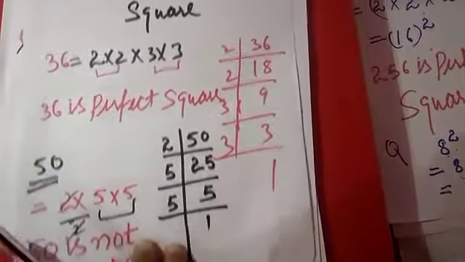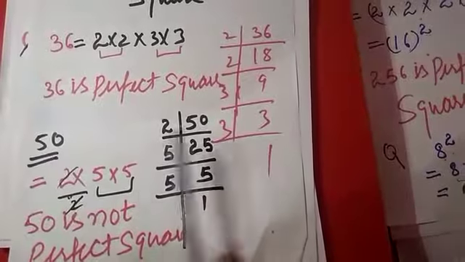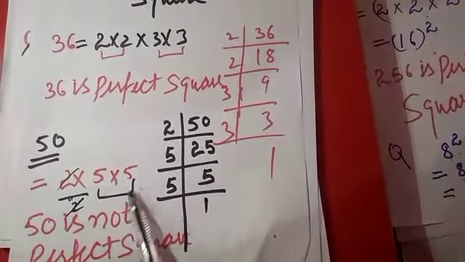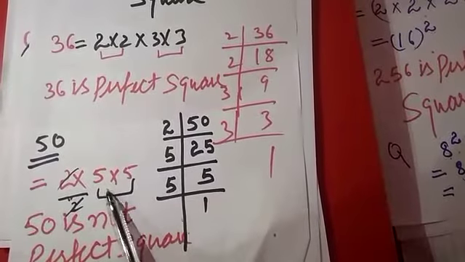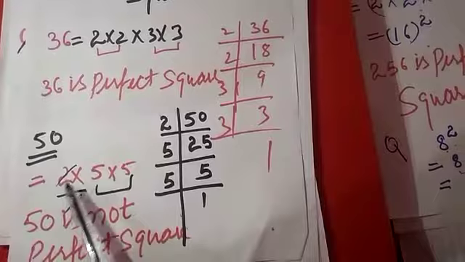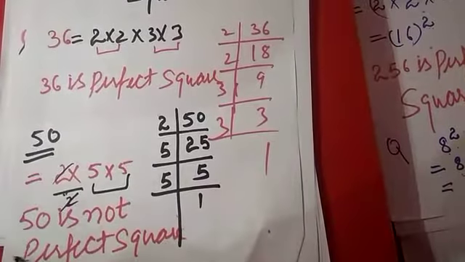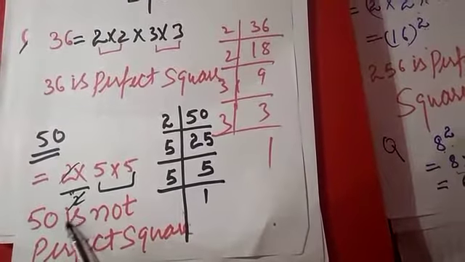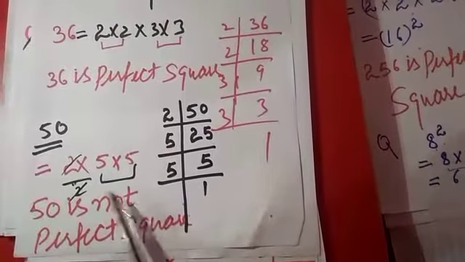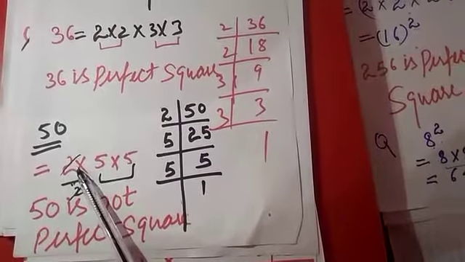In the case of 50, see, I have made the prime factors like this and made the pair 5 into 5, but 2 does not have any pair. So 2 is a single digit, so we will call 50 not a perfect square, because a single 2 is left here.